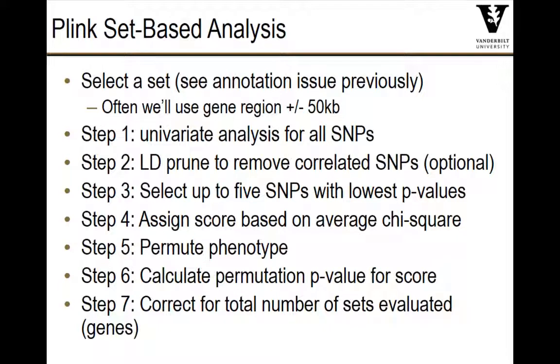So these are just the steps I'll go through, and then if you have questions at the end of it, I'll take those. The first thing you do is run a univariate analysis of all your SNPs. You can do LD pruning, which we've talked about, to get rid of SNPs that are the same. Then what Plink does is it selects up to 5 of the SNPs with the lowest p-value, and it assigns a score based on the average chi-square of those SNPs. I'm going to come back and explain this in more detail. You permute your phenotype, you calculate a permutation score, and then you correct for the total number of sets evaluated.